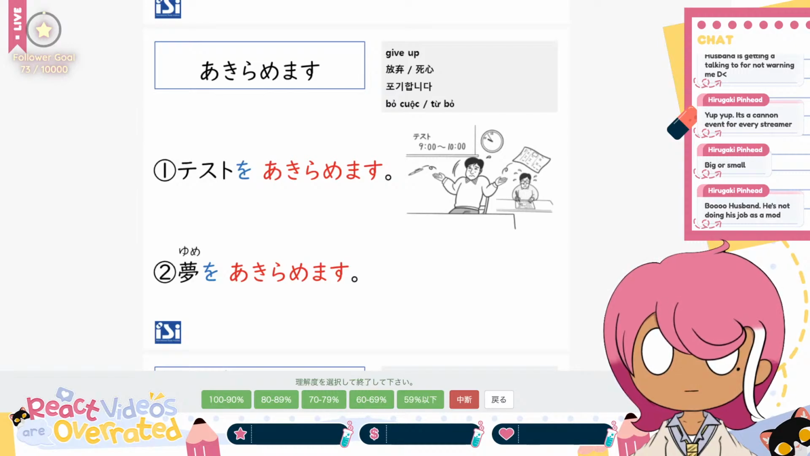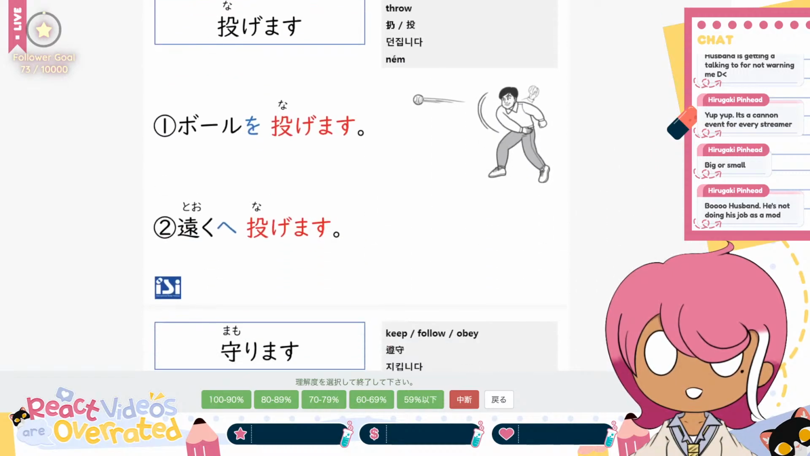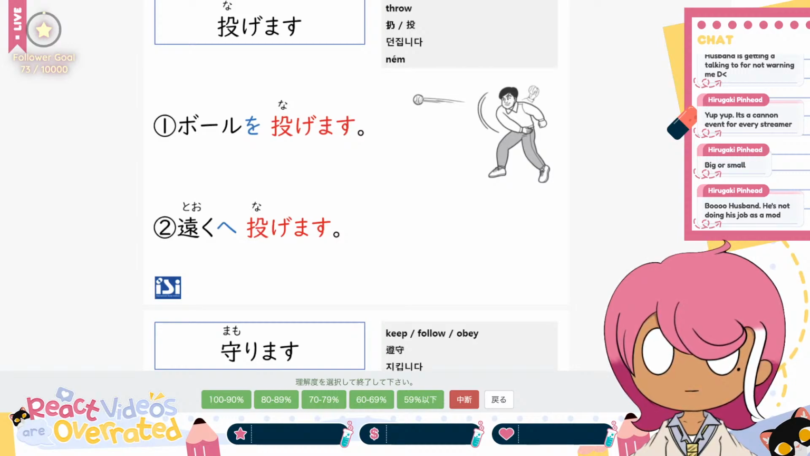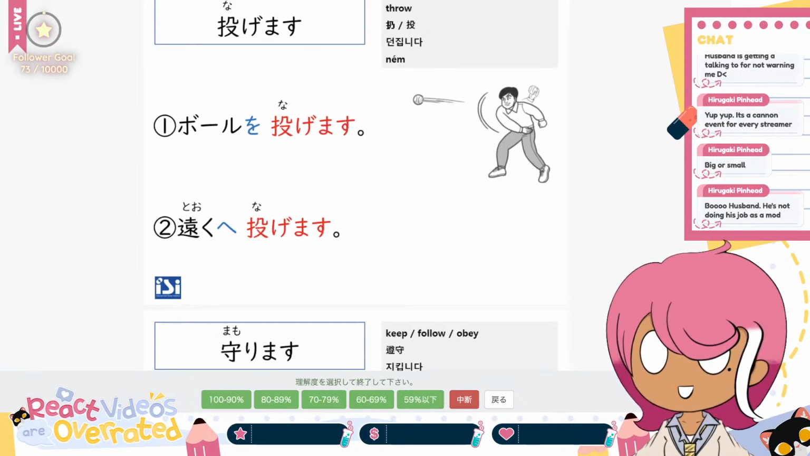諦めます, give up. Oof. テストを諦めます, giving up on the test. And 夢を諦めます, giving up on a dream. Oh man, that's a rough example. 投げます, throw. ボールを投げます, throwing the ball. 遠くへ投げます, I think to throw far. This is far.